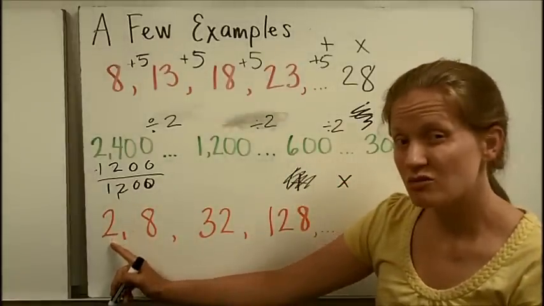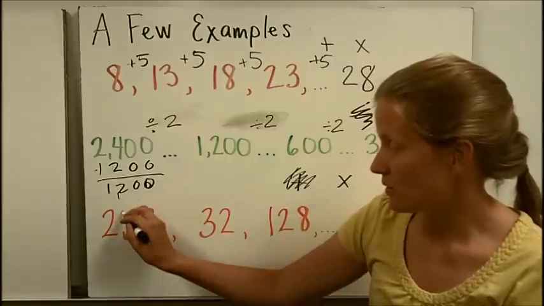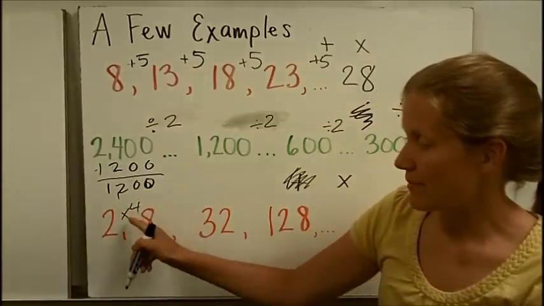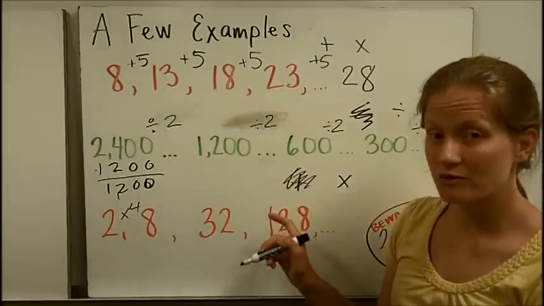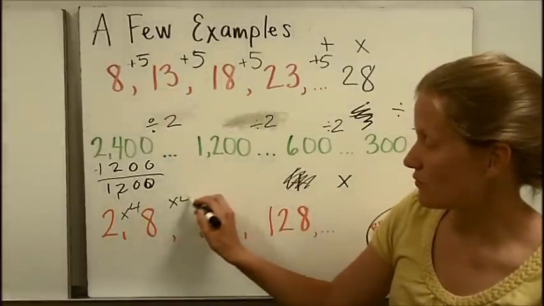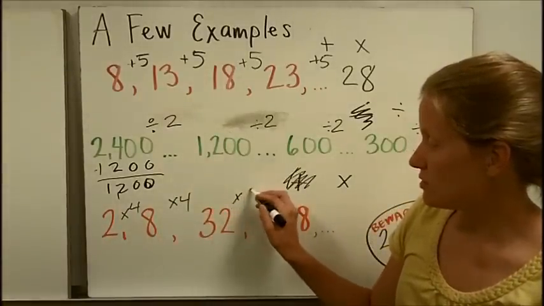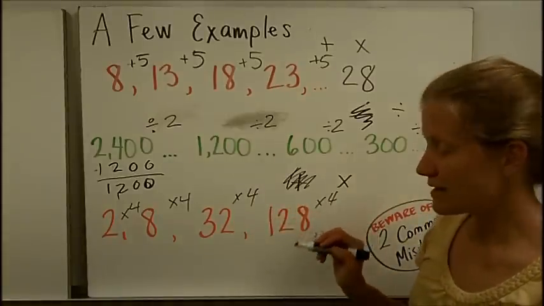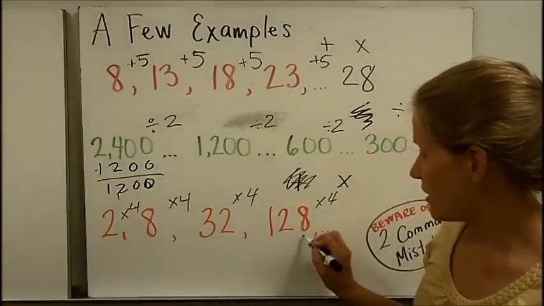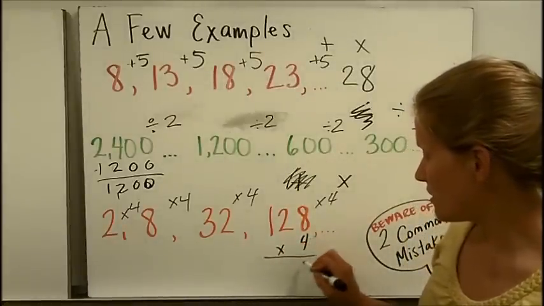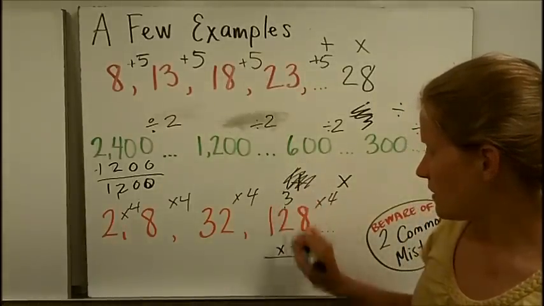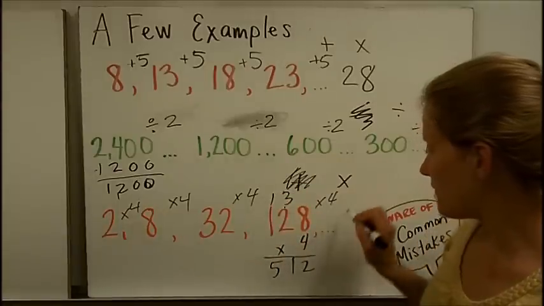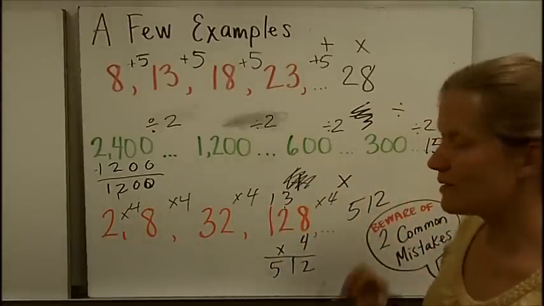Now I'm going to say 2 times what gives me 8? Well, times 4. And then I'm going to check to see if times 4 works for all the rest of the numbers. 8 times 4 is 32. 32 times 4 equals 128. And so in order to get the next number, I will multiply by 4. 128 times 4, I would get 512 as the next number.